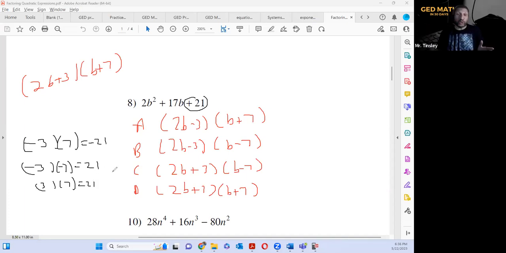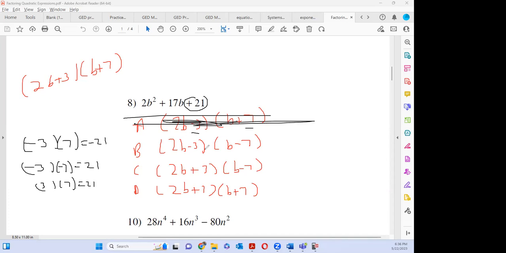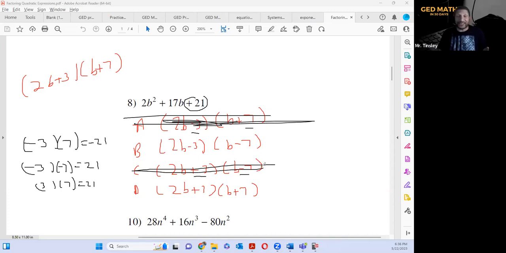So the last two terms must give you positive 21. Minus 3 times 7, that's negative 21. It can't be A. Minus 3 times minus 7 is positive 21, so it could be B. Plus 3 times minus 7 is minus 21, so it can't be C. So even if you don't know how to do this problem, you now have a 50-50 chance to get this right.